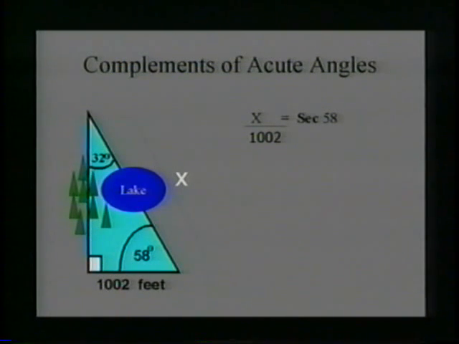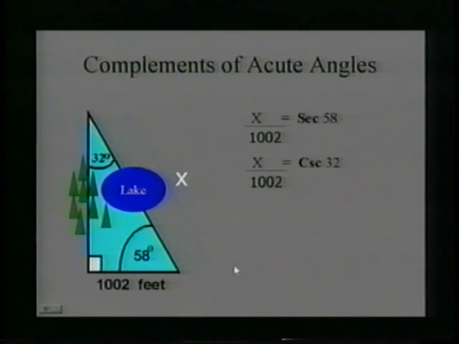If we talk about 32, remember how we could get 32, subtracting 58 from 90? If we talked about that, we could say that 1,002 isn't the adjacent leg, but relative to 32, going across the triangle, he's the opposite. So instead of saying x over 1,002 is the secant of 58, you could say it's the cosecant of 32, which is the opposite over the hypotenuse. You could do it that way.